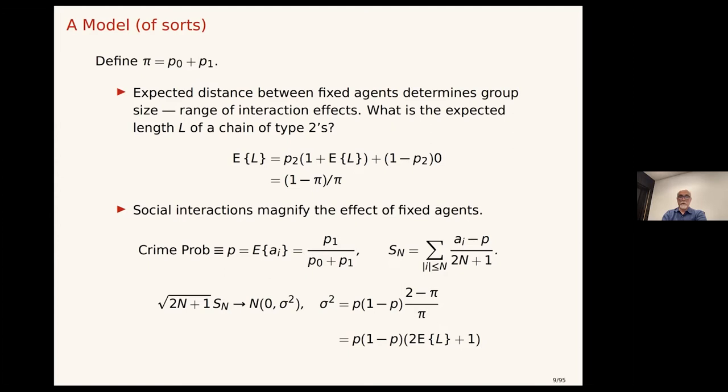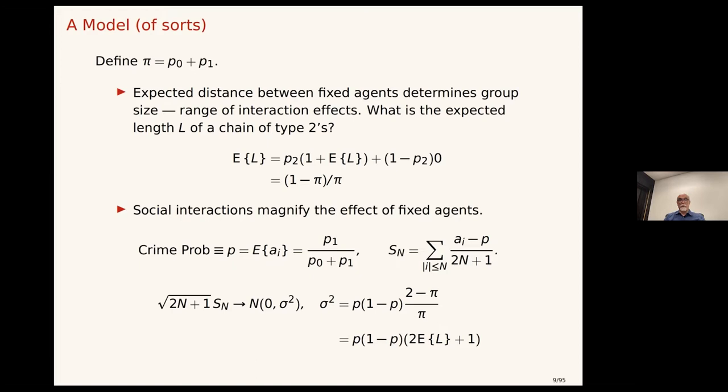The probability again of committing a crime, given that you're an uncommitted type, is going to be the probability of the committed type that you are connected to, and the probability that the committed type that you're connected to is going to commit a crime. And that again is P1 over P0 plus P1. And so the expected criminality for any individual is P1 over P0 plus P1.